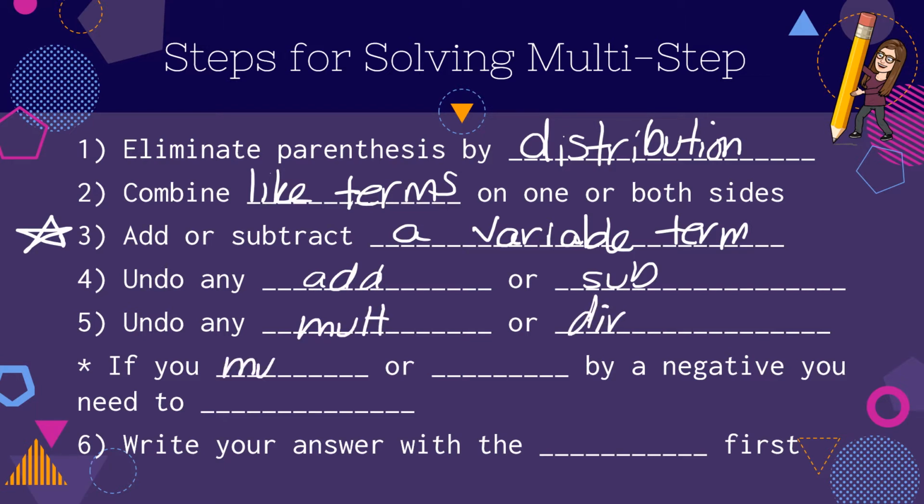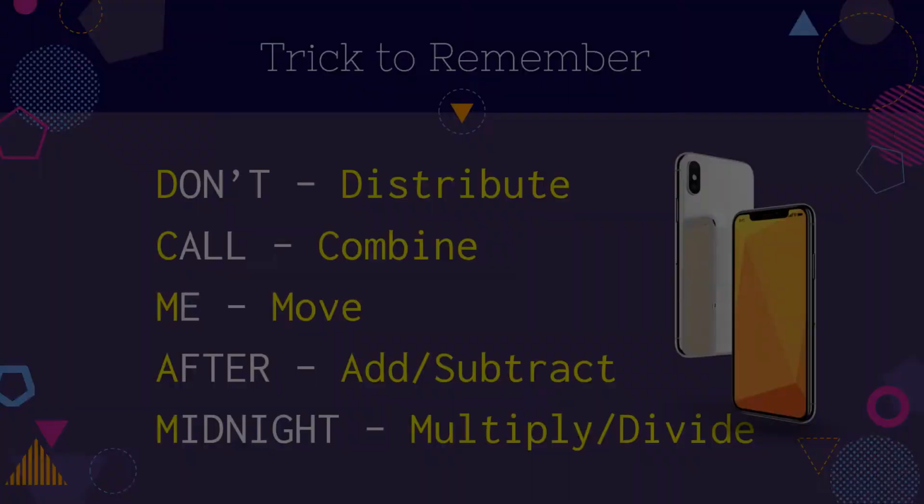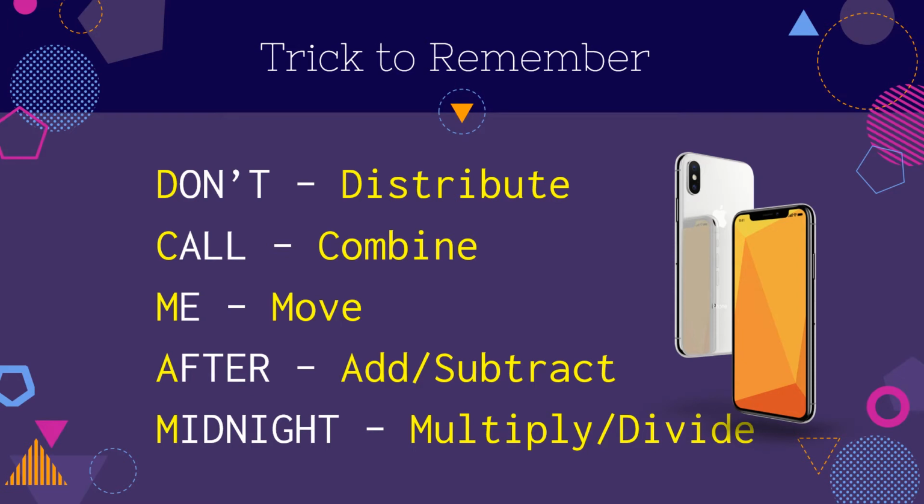Remember that if you multiply or divide by a negative, you need to flip the inequality. Now I'm zooming through these steps because we know all of these steps. All right, steps 1 through 5 are exactly the same as the unit on equations. The special rule in writing with the variable first is the only little extra piece for the inequalities. Now remember our acronym that can help us remember. Don't call me after midnight, meaning distribute, combine, move a letter, add, subtract, multiply, divide.